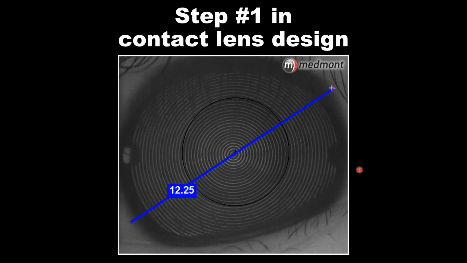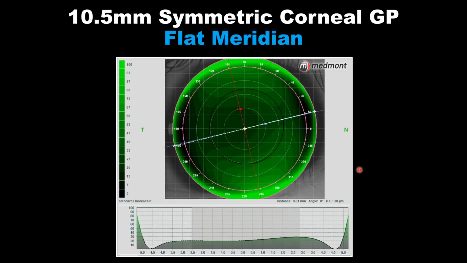Now, another consideration is how would we build a lens for this eye? And the first step is to measure the visible iris diameter. We have a VID of about 12¼ millimeters. Let's pull up the contact lens software. Let's model the fitting of a large diameter GP lens.